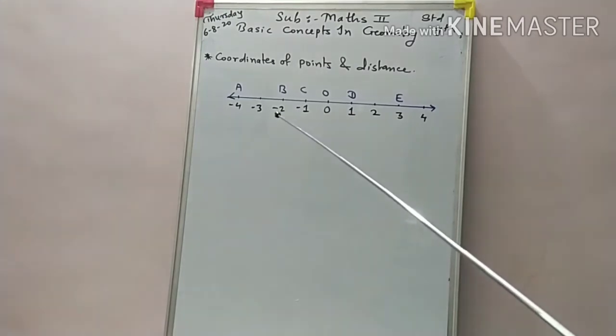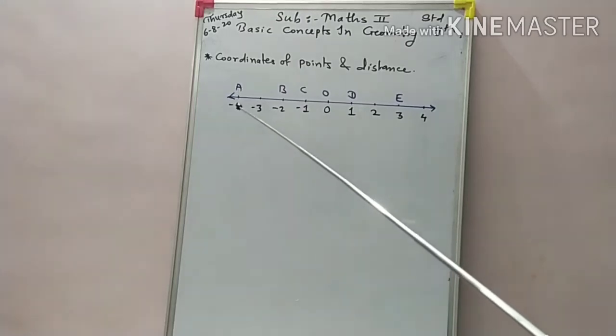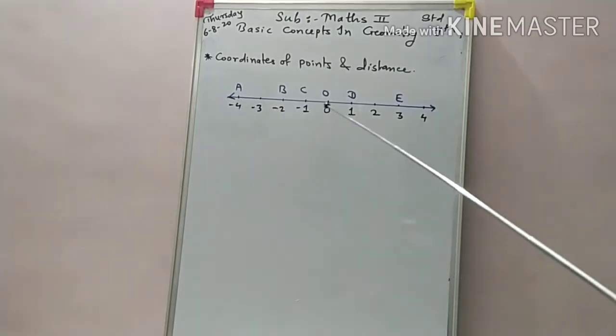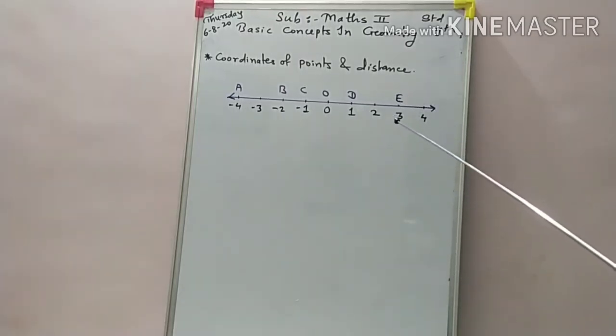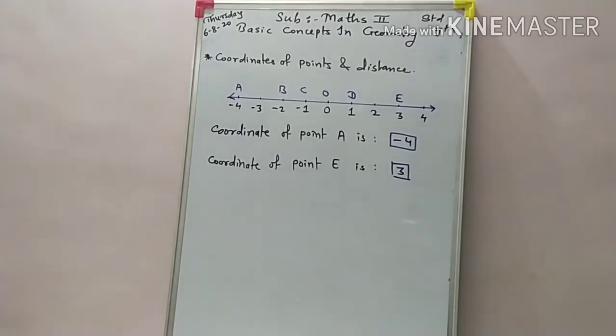Minus 2. Coordinate of point A is what? Minus 4. Coordinate of point E is what? 3. So like this, we have the coordinates of points. Okay, students? So we can mention it like this.